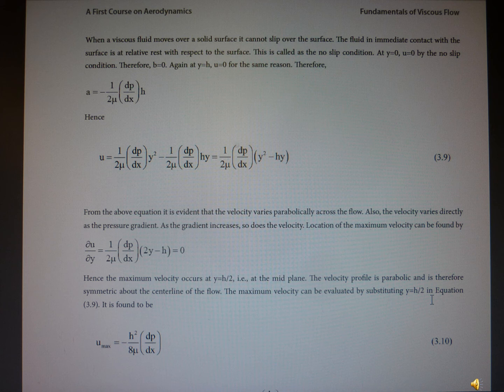So integrating, u maxima is minus a square by 8 mu multiplied by dp by dx. Now a equals minus 1 by 2 mu dp by dx multiplied by h, so u equals 1 by 2 mu multiplied by dp by dx y square minus 1 by 2 mu multiplied by dp by dx hy, equal to 1 by 2 mu multiplied by dp by dx, y square minus hy. That gives del u by del y as 1 by 2 mu multiplied by dp by dx multiplied by 2y minus h, equal to 0. So the maximum is u maxima equal to a square by 8 mu multiplied by dp by dx.